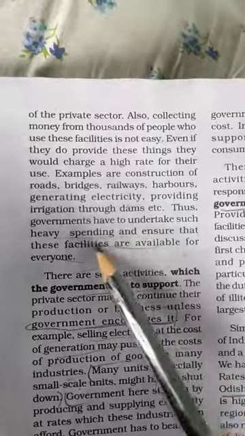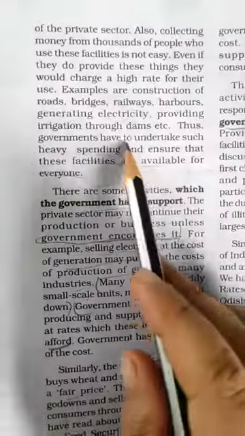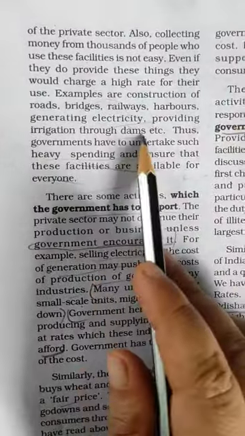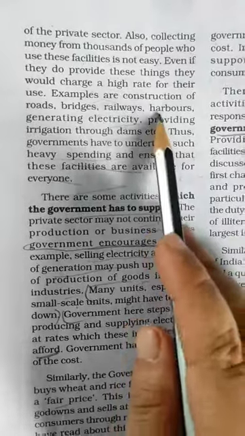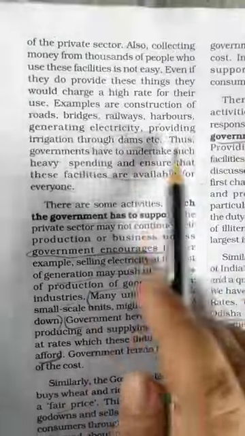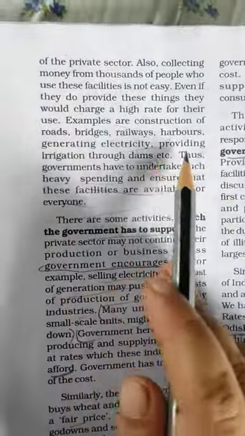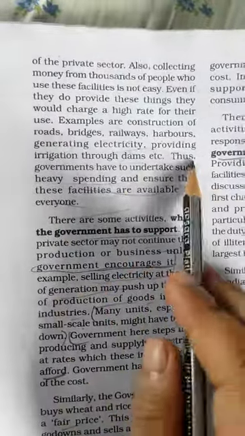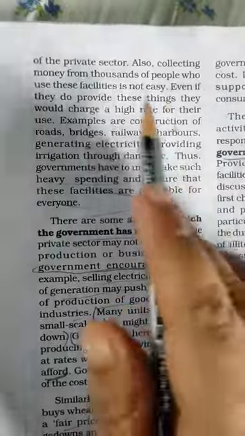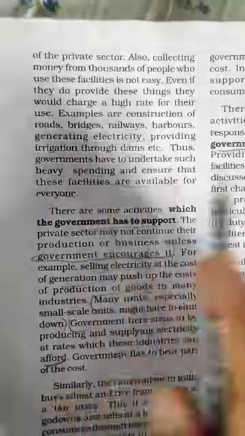There are some areas like electricity, providing irrigation through dams, construction of bridges, railways. These are not undertaken by the private sector because it costs a huge amount of capital. Thus, government has to undertake these heavy spending.